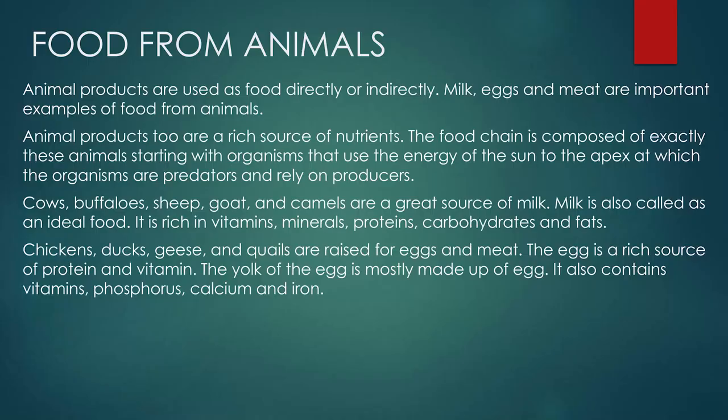That is another dimension. What we have seen now is food we got from natural resources and forest resources. But in the same way, how do we get food from animals? Animal products are used as food directly or indirectly: milk, egg and meat. Animal products too are a rich source of nutrients. Food chain is composed of exactly these animals, starting with organisms that use the energy of the sun to the apex, at which the organisms are predators and rely on producers.